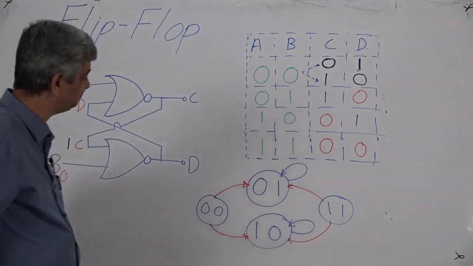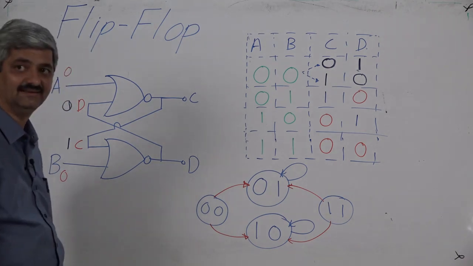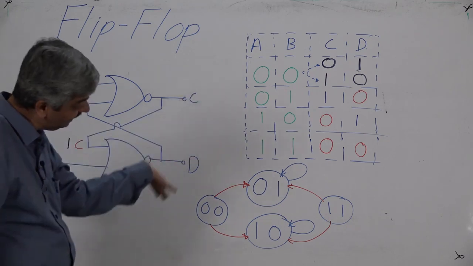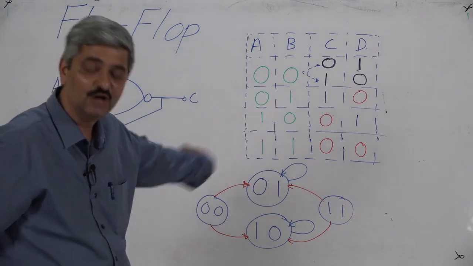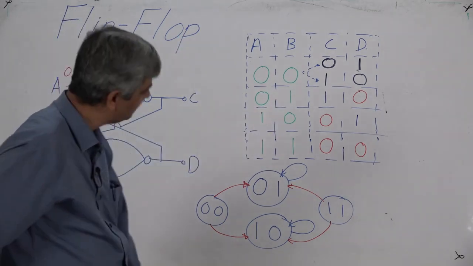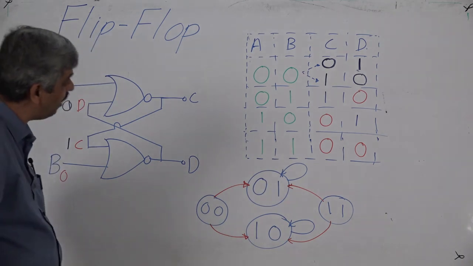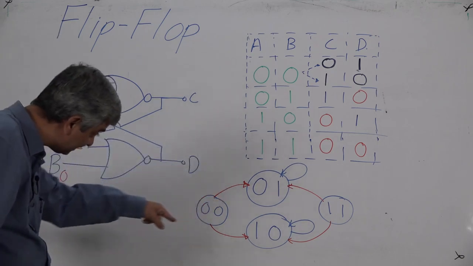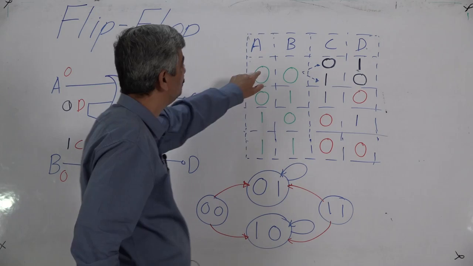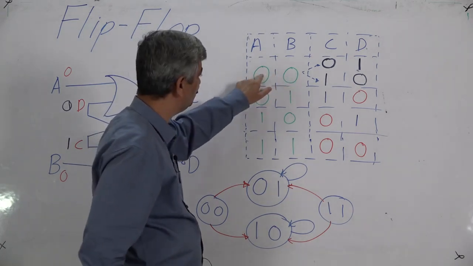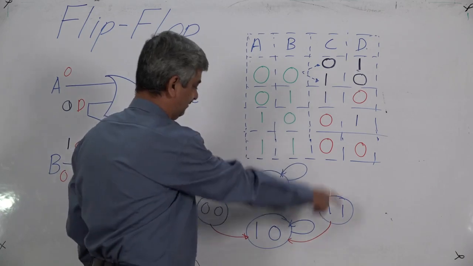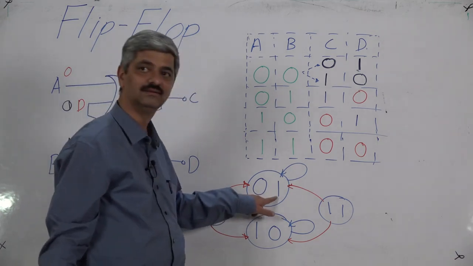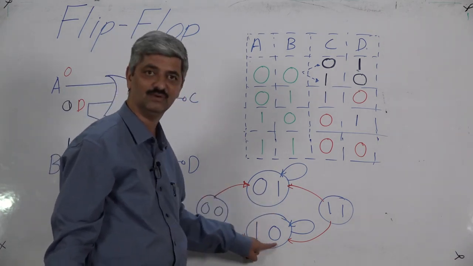Right. Now, the state transition diagram is for C and D, but C and D are outputs. The state transition diagram shows whether, if it is in one state, it will remain or move away. This is the state transition diagram for A equal to 0 and B equal to 0. Means when A and B are both 0 0, if the state is 0 1, it will remain 0 1. If the state is 1 0, it will remain 1 0.